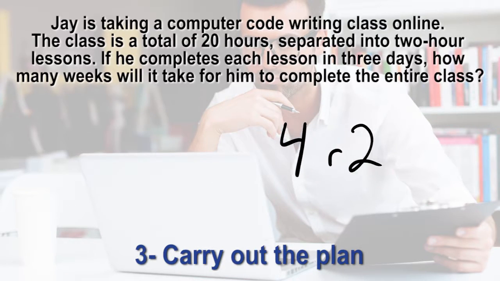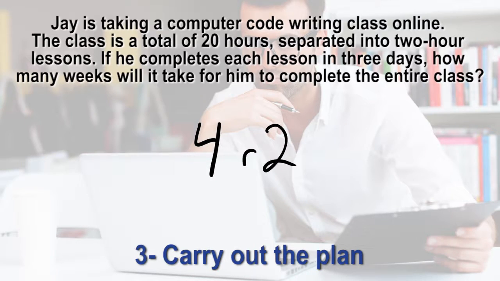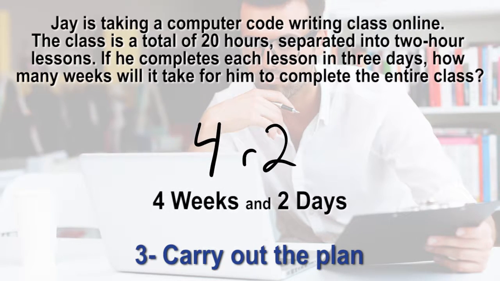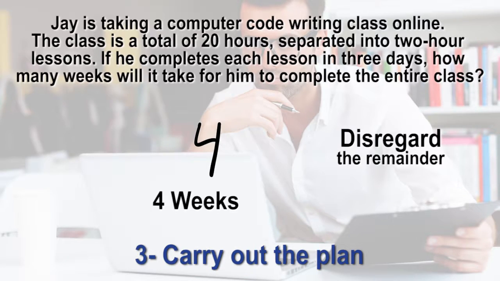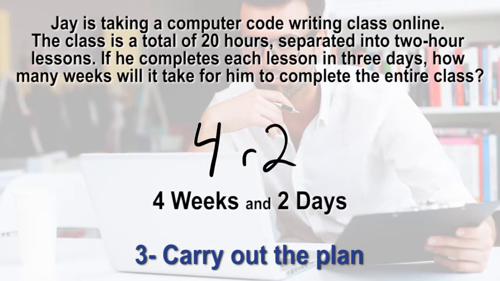The remainder represents something. It means Jay would finish the class in 4 weeks with 2 days left over. If we disregard the remainder, that would mean Jay would finish the class in exactly 4 weeks, which isn't true because he would still have 2 days of classwork to finish up.